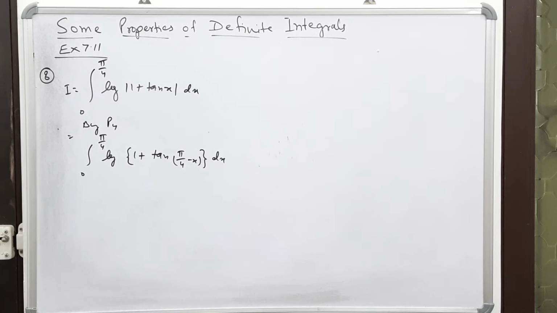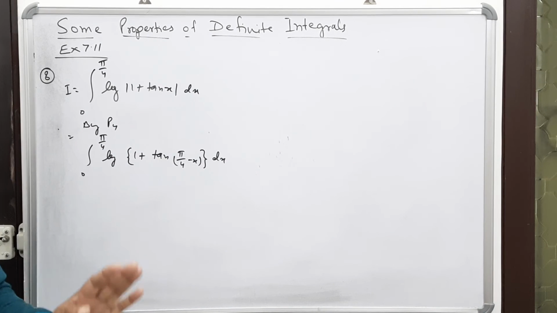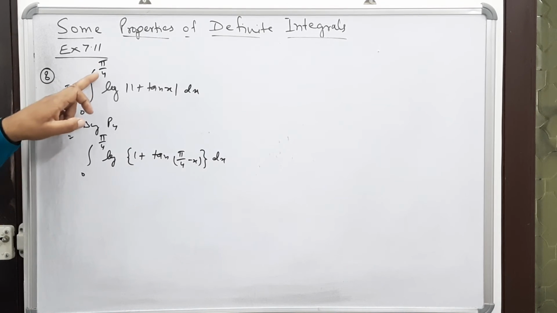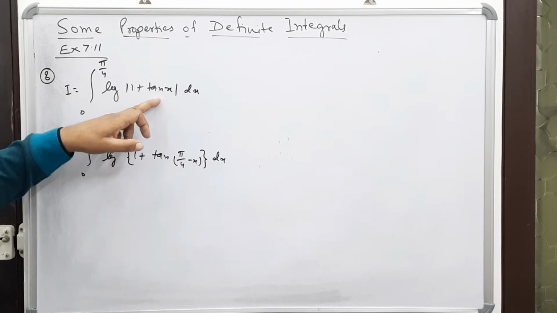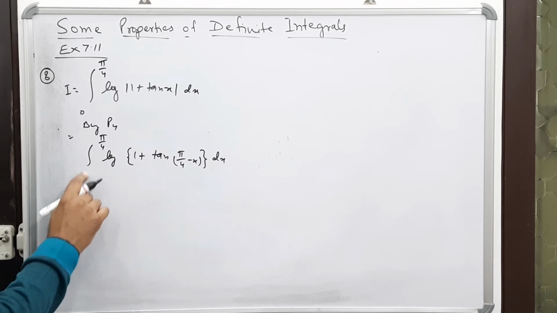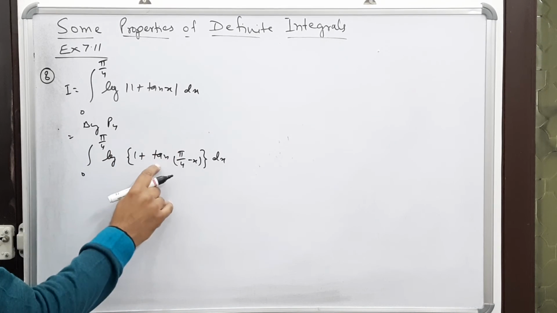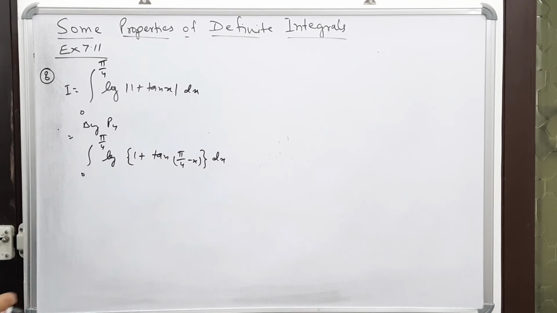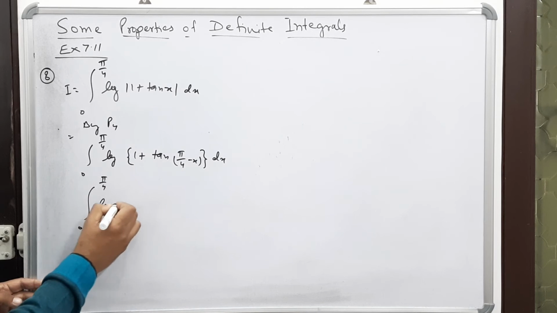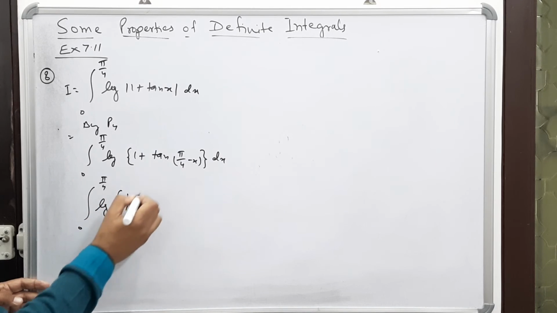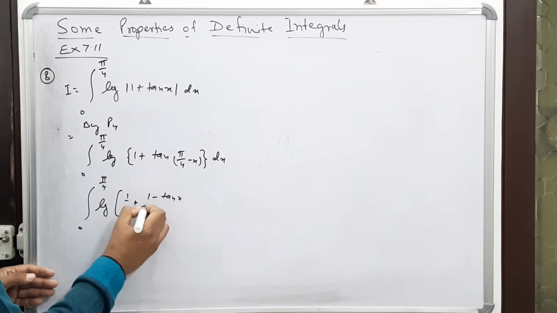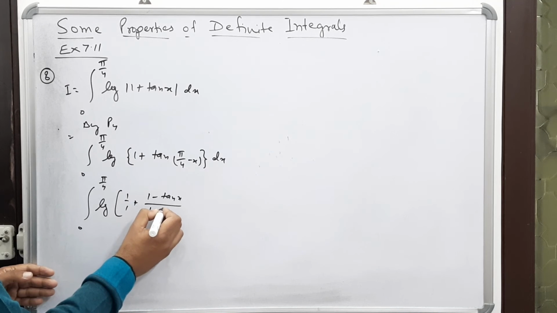See, problem number 8. This is an important sum, and this problem can be asked in the exam. As I told you, one of the important sums: integral 0 to pi by 4 log (1 plus tan x) dx. We have to find the value of this. So by P4, 0 to pi by 4 log (1 plus tan of (pi by 4 minus x)). So the next step is 0 to pi by 4 log (1 plus (1 minus tan x) upon (1 plus tan x)).